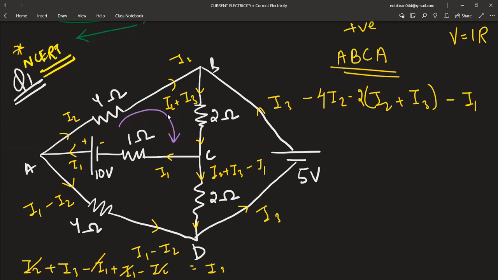Why minus? Because we are also moving along the direction of current. Current is towards the left side. We are also moving towards the left side, clockwise, right? Now last portion.